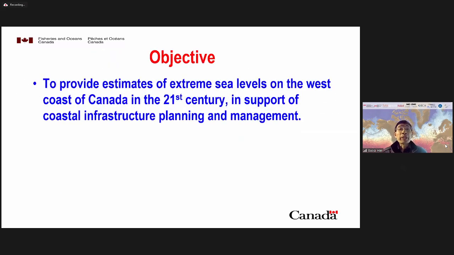And right now, the main operational storm surge forecasting is from a barotropic model for the entire West Coast of Canada. Also, there are other baroclinic models like the Salish Sea forecasting. So this study is to provide improved estimates of extreme sea levels in the 21st century and understand some major forcing factors as well.